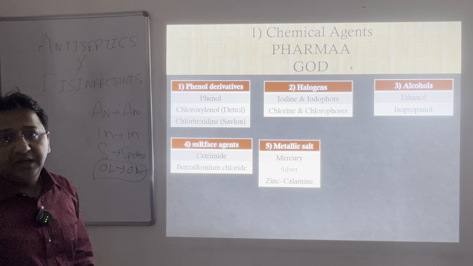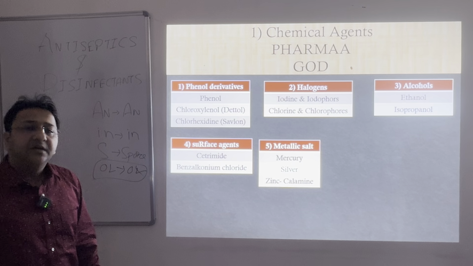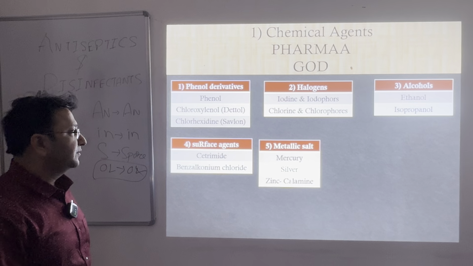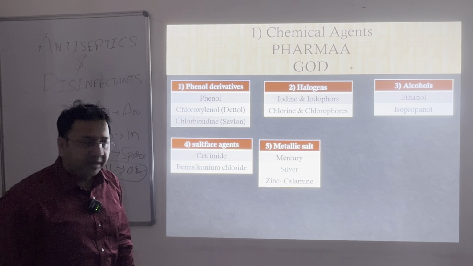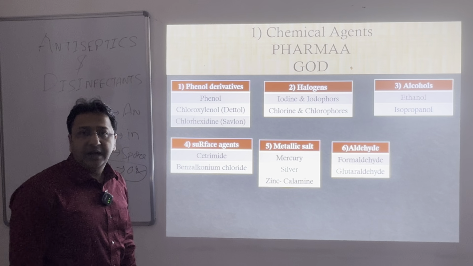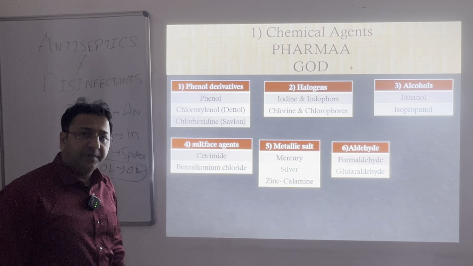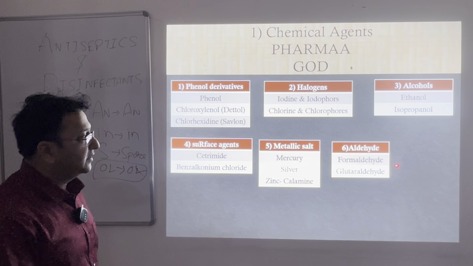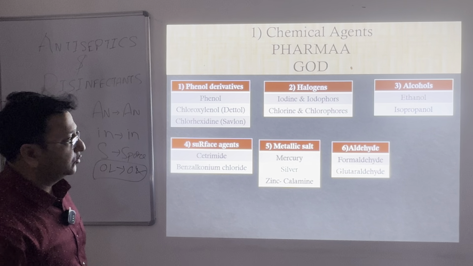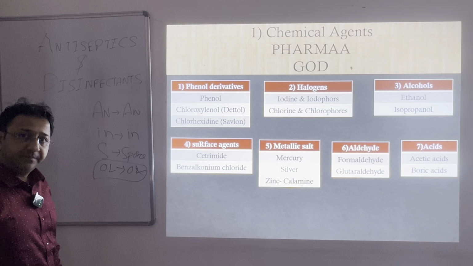Then metallic salt, whereas mercury, silver, zinc, calamine. Where have you heard of silver? Yes, silver is used in burn dressing, silver sulfadiazine. So metallic salts are mercury, silver, zinc, calamine. Aldehyde: formaldehyde, glutaraldehyde. I think you have heard about formaldehyde. Yes, in your first year anatomy department, the cadavers are placed in formaldehyde to protect those cadavers. Then with the acid is the acetic acid and the boric acid.